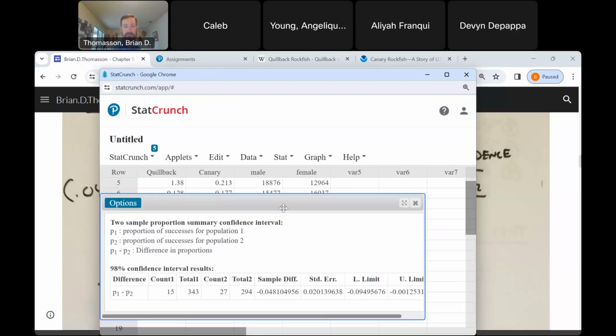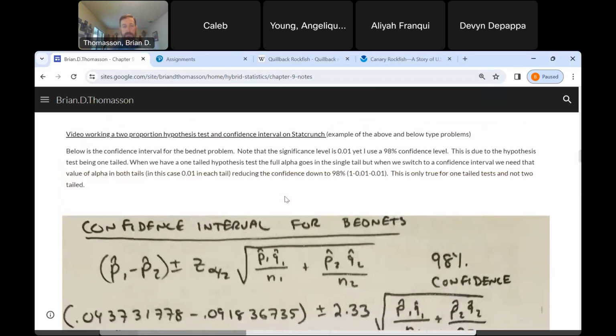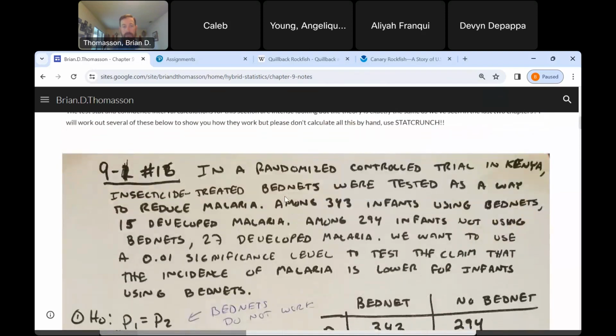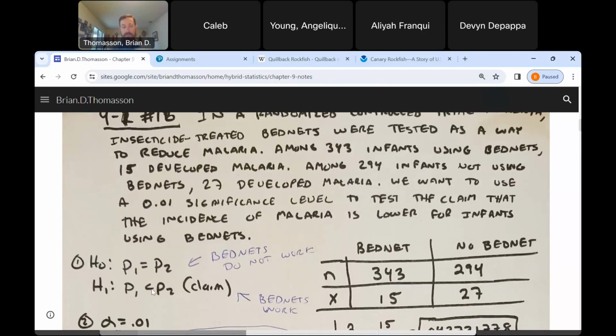Yeah, just where again are we getting the 98%? Okay, so they told us that we have an alpha of 0.01. But we only have a one-tailed test, so we have alpha 0.01 in the left tail.